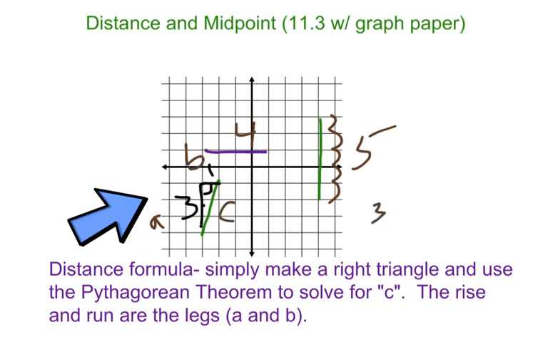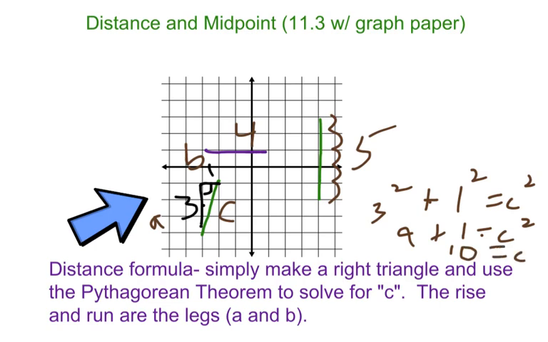So that one would just be 3 squared plus 1 squared equals C squared. So it's 9 plus 1 equals C squared. So it would just be 10 equals C squared. And it's just the square root of 10. So just make a right triangle out of it.